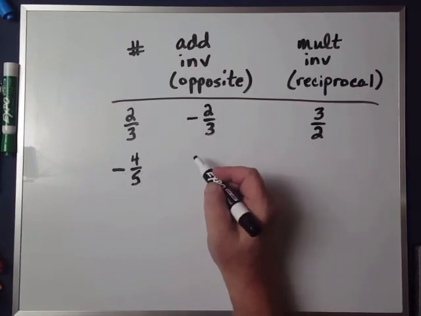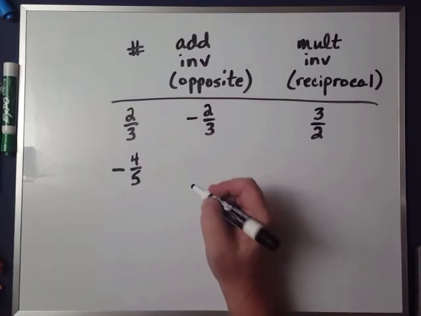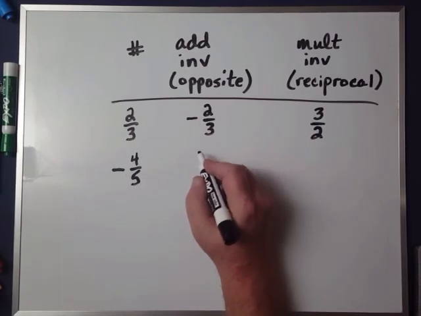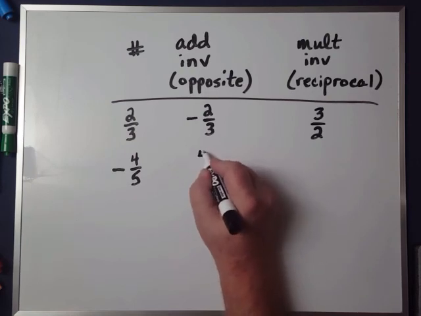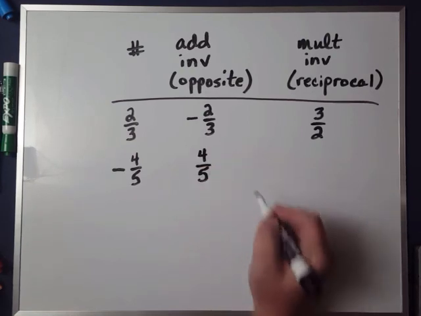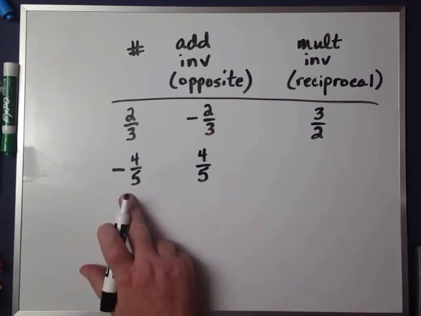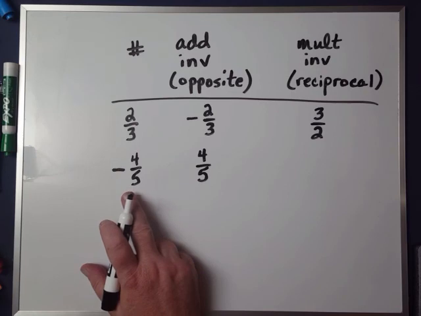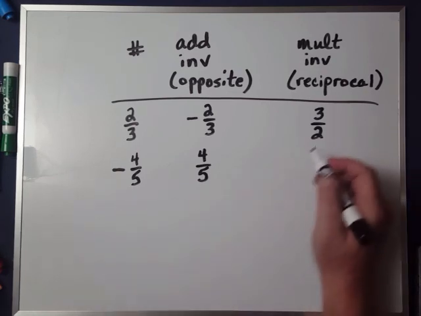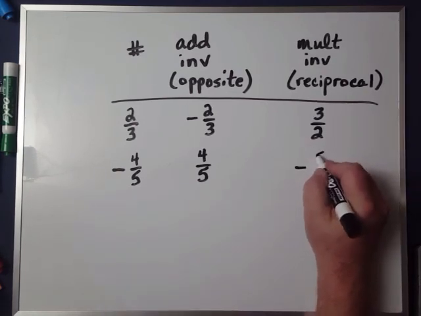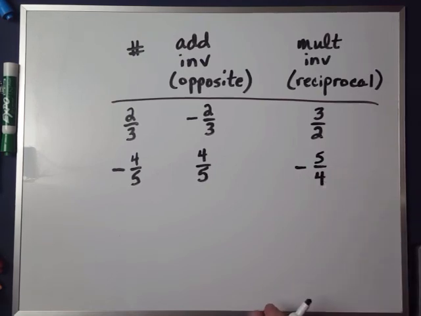To find the additive inverse, we change the sign. And so the additive inverse of negative 4/5 would be positive 4/5. To find the multiplicative inverse, we flip it over. It has nothing to do with changing the sign. So when we take the reciprocal of negative 4/5, we get negative 5/4.